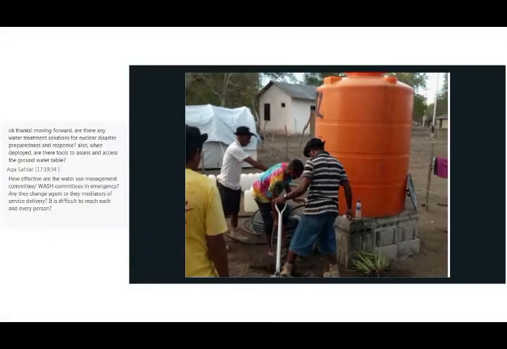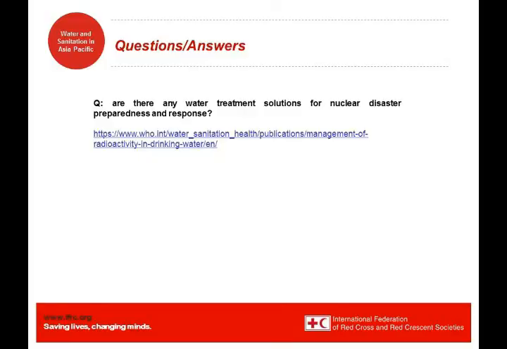Next question: is there any water treatment solution for nuclear disaster preparedness and response? Not to my knowledge. I know that WHO just launched last year a specific guideline about water in such disasters.